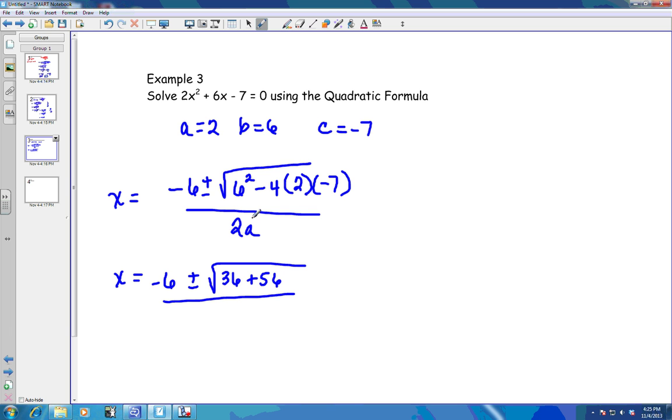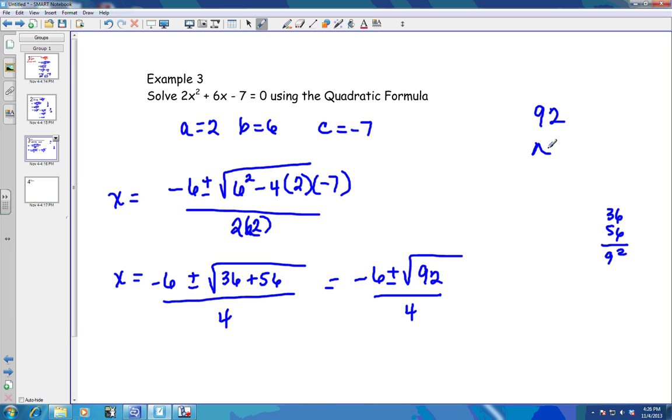I don't know why I wrote 2a there. That should be 2 times 2, which is 4. So simplifying, negative 6 plus or minus 36 plus 56. So that's going to be, what, 92? So the square root of 92 over 4. And now we get to see if 92 will simplify. All right, 2 will go into it because it's even, 46 times.